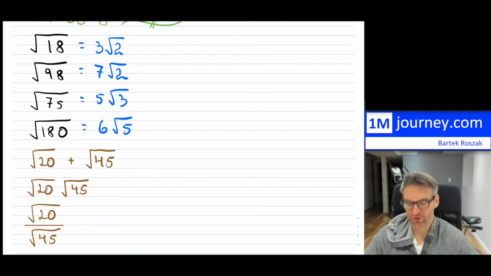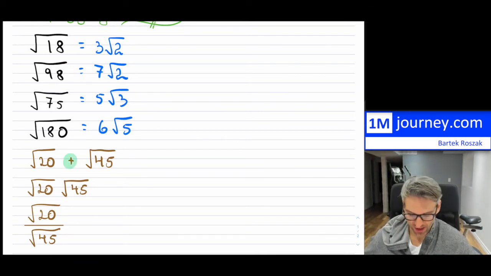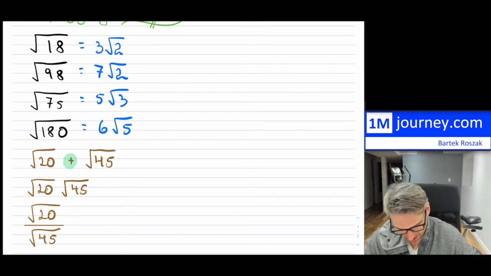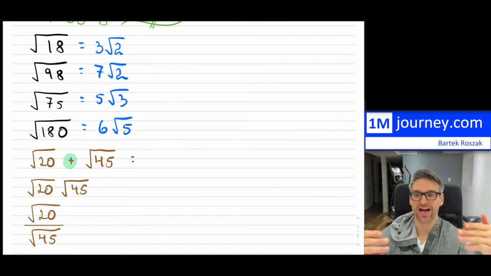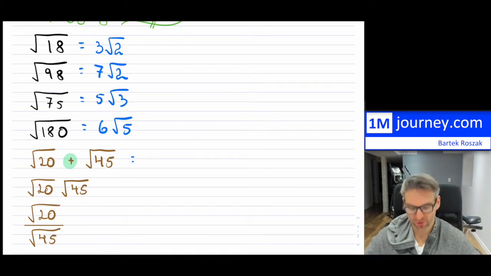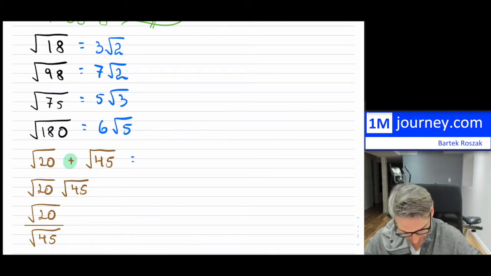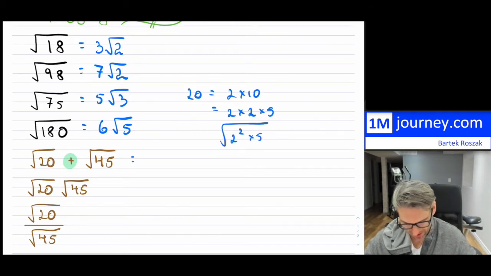Now, what if you're going to start dealing with addition? If you're going to be adding these things, how do you do this? You can't just add underneath the radicals. You can't say 20 plus 45, which is 65. That doesn't work. So what we try to do first is simplify. Notice 20 is just 2 times 10, which is 2 times 2 times 5. So it's 2 squared times 5. That's your first one.